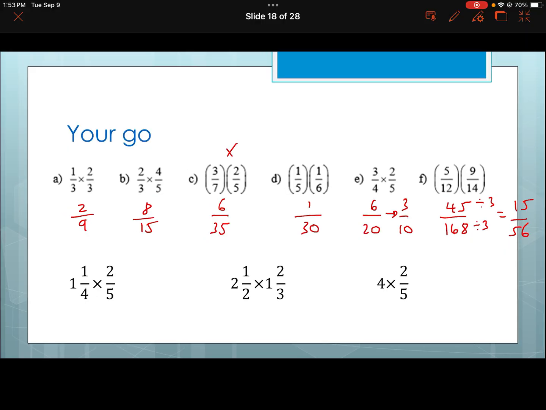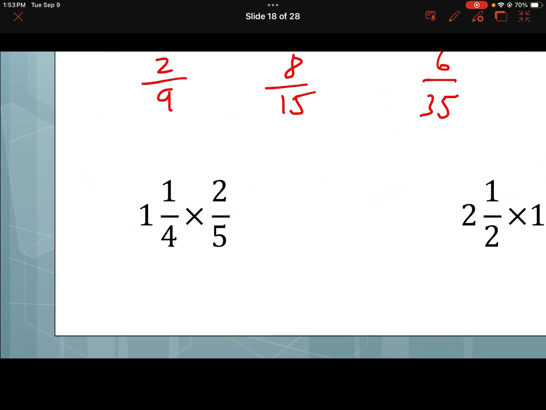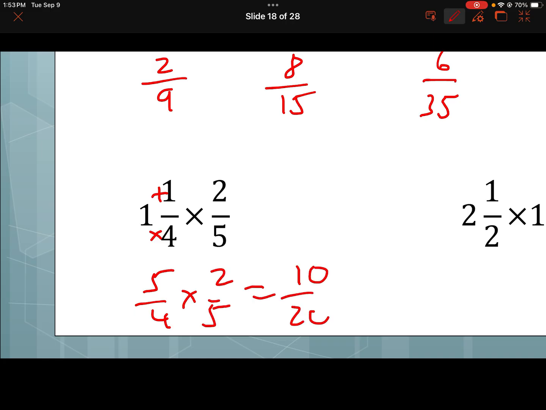And then last but not least, these are obviously the harder questions. These are like level 3, level 4 questions. Turn them into improper first. So remember, 1 times 4 plus 1. So 5 over 4 times 2 over 5. And then just multiply across to get 10 over 20. And then you can also simplify that to be 1 over 2 if you wanted to.